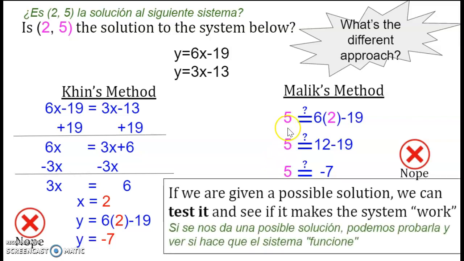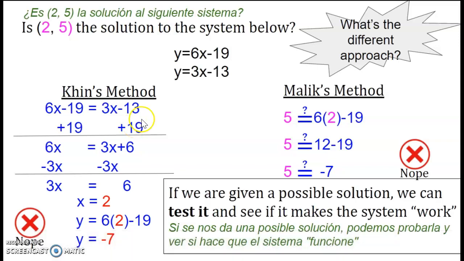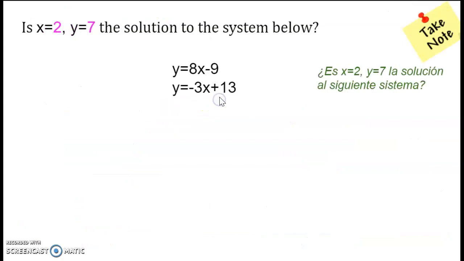So if you're given a possible solution, we can test it and see if it makes the system work. Malik's method is much easier than Kin's method. Certainly, if you're just asked whether some x and y value is a solution to the system, Malik's method is much better. If you are asked to solve the system of equations, yes, you do need to go through Kin's method. But this is not what's being asked, so Kin's method is probably not as necessary. At this point, I would like you to take notes on this.